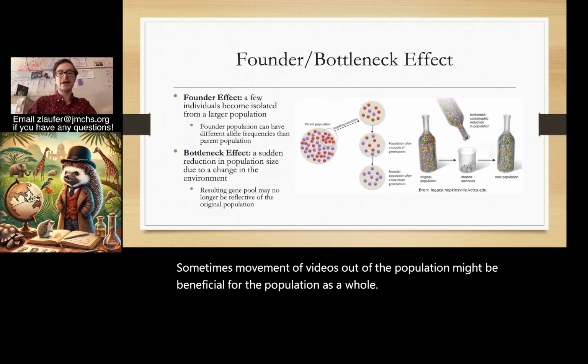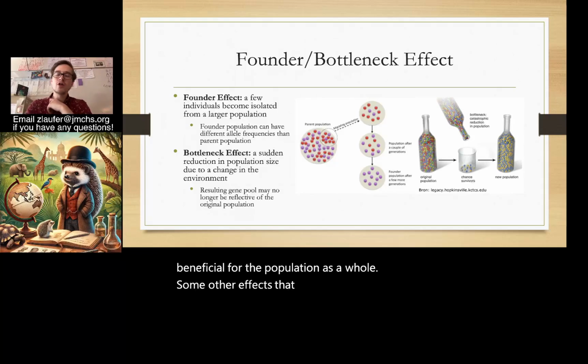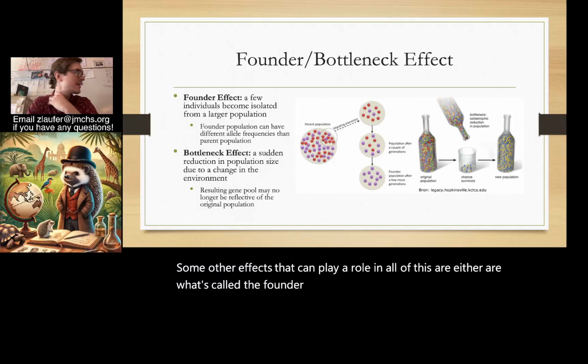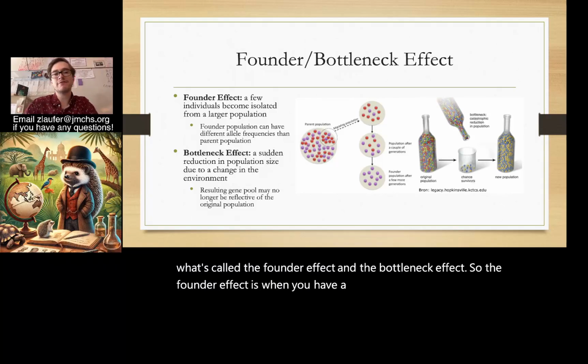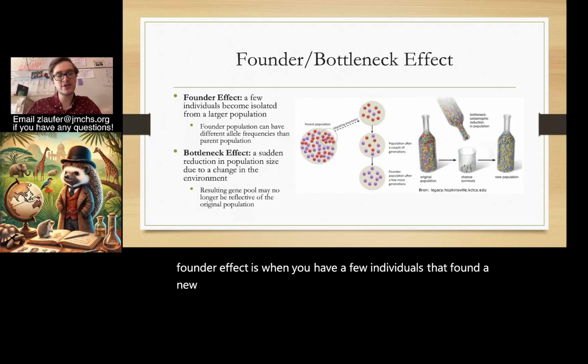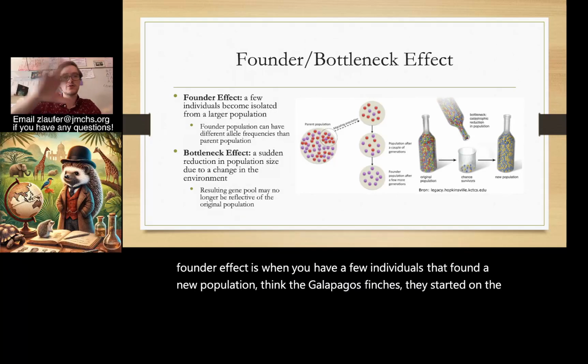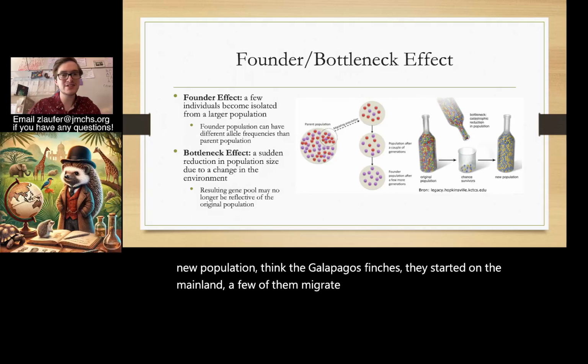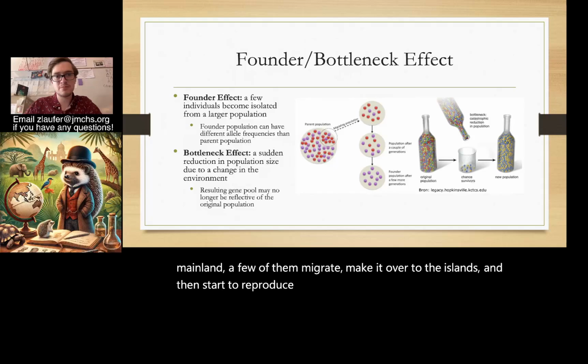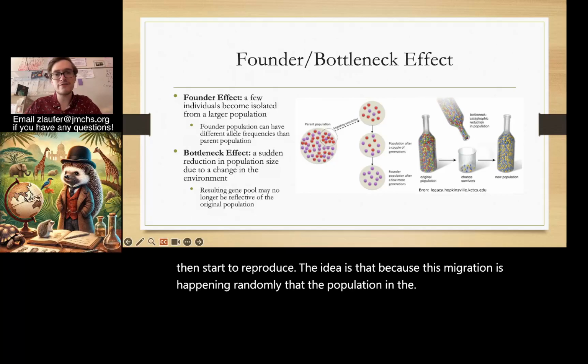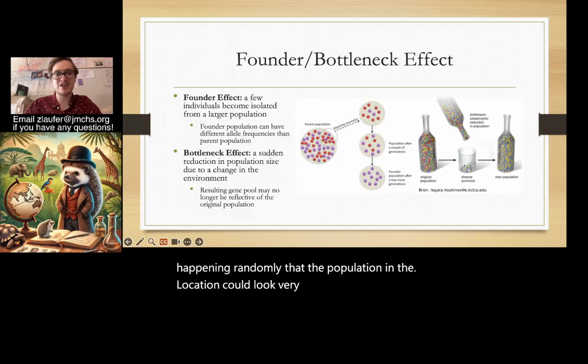Some other effects that can play a role in all of this are what's called the founder effect and the bottleneck effect. So the founder effect is when you have a few individuals that found a new population. Think the Galapagos finches. They started on the mainland. A few of them migrate, make it over to the islands, and then start to reproduce. The idea is that because this migration is happening randomly, the population in the new location could look very different from what the population started as.